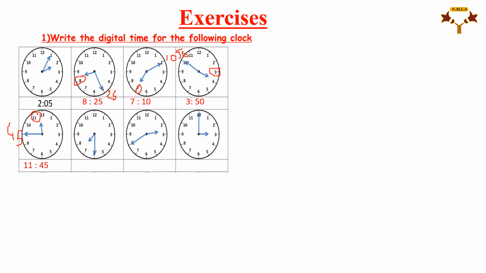Number 6. Here we have short hand for hours. It's between 7 and 8. I will take the smallest, then I will take 7. Okay. And how many minutes? Long hand at 6. Then we start with 1 and skip counting by 5. 5, 10, 15, 20, 25, 30. It will be 7 and 30 minutes.